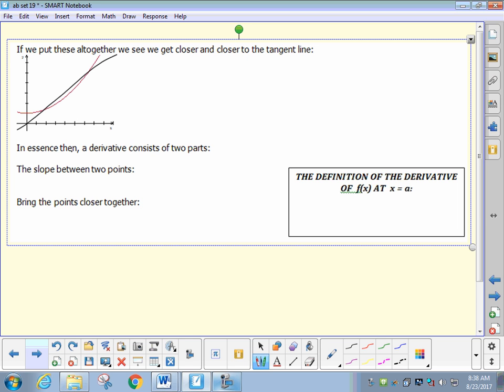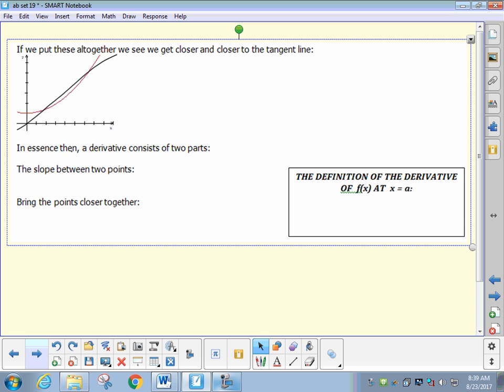We need an analytical way to go about it. Now, in essence, the derivative consists of two parts. This is important to me that you understand what the definition of the derivative does, where it comes from. Not just this delta x or this h graph.